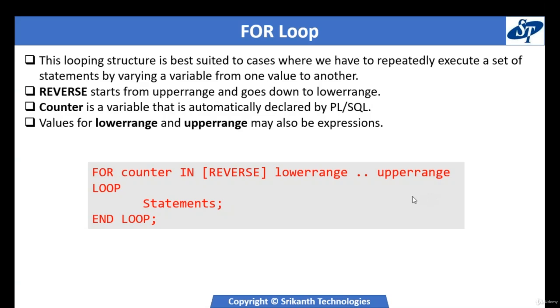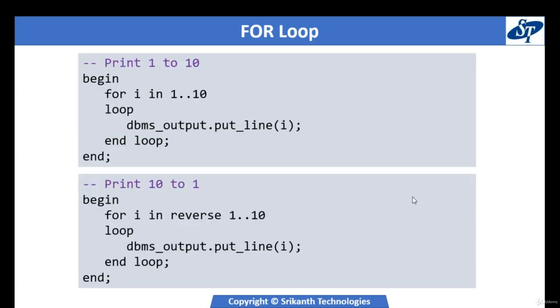Let's look at an example. The first example is printing numbers 1 to 10, because it is setting the counter I to 1 and it will take it up to 10. And every time it is incrementing it by 1. So we are going to print numbers 1 to 10.